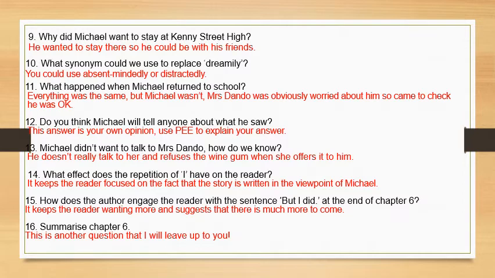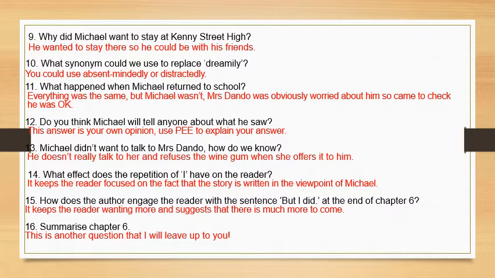Number 11. What happened when Michael returned to school? Everything was the same, but Michael wasn't. Mrs. Dando was obviously worried about him, so came to check he was okay. It seemed that Michael was really down actually at break time, and he didn't want to play with his friends like he normally did, and he was quite anxious about moving house, the fact that his little sister wasn't well, and now having someone living in their garage kind of stressed him out a bit as well. So everything, although school carried on as normal, for him things weren't quite as normal as they were before.